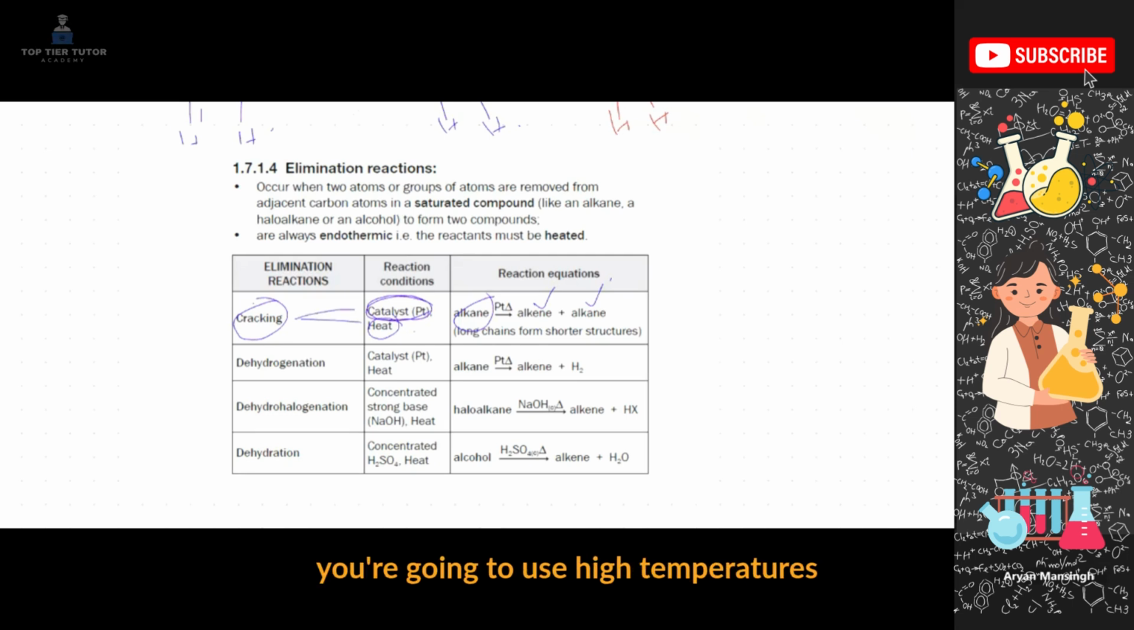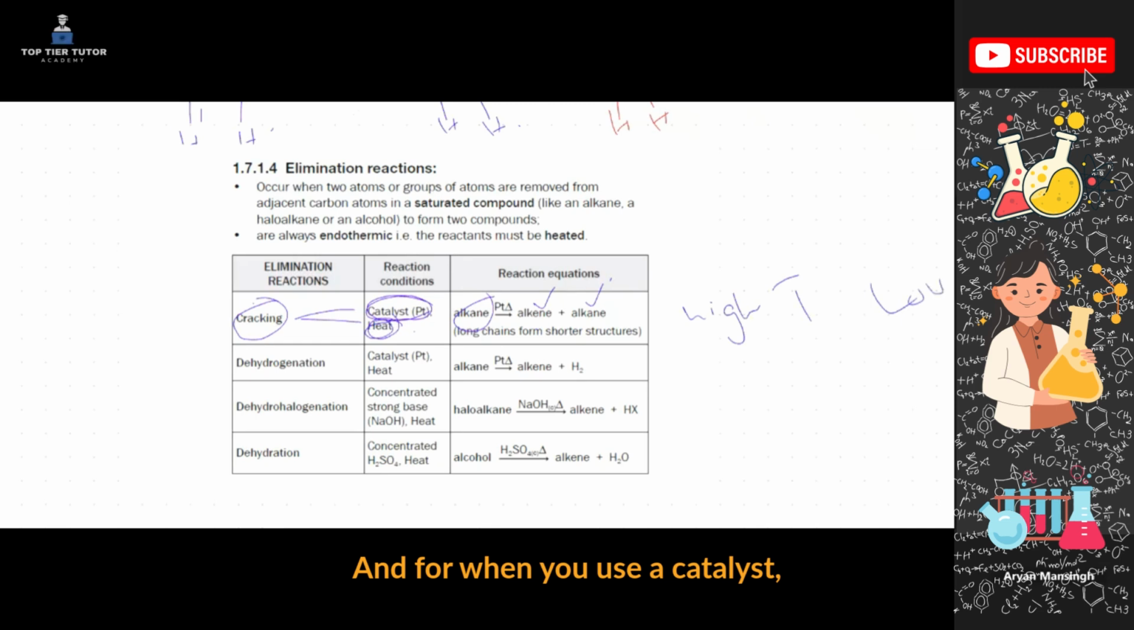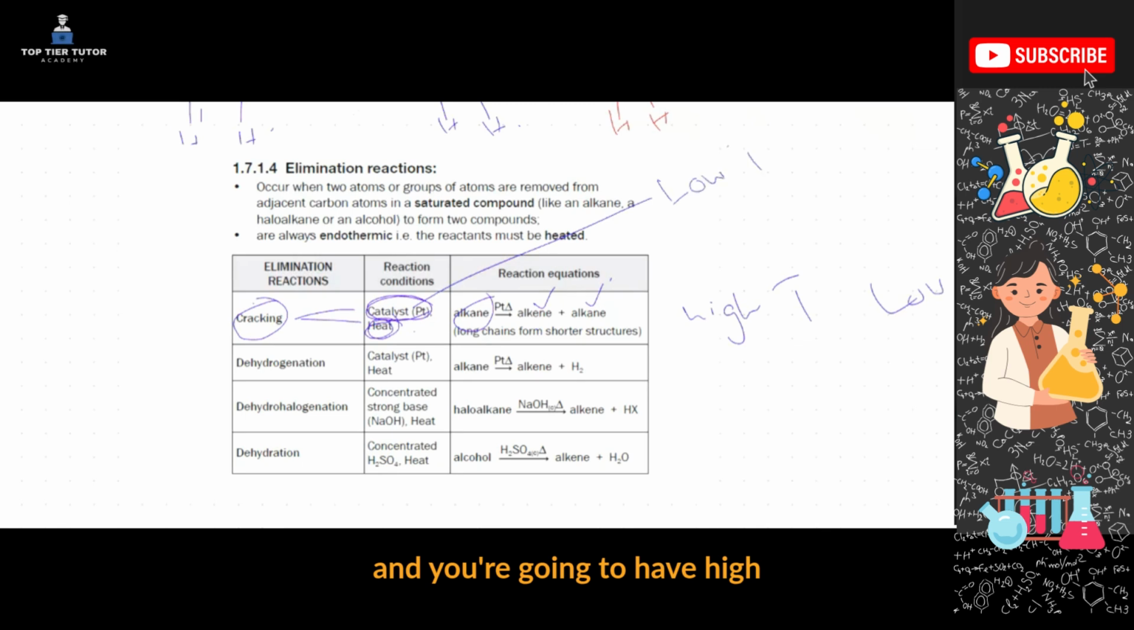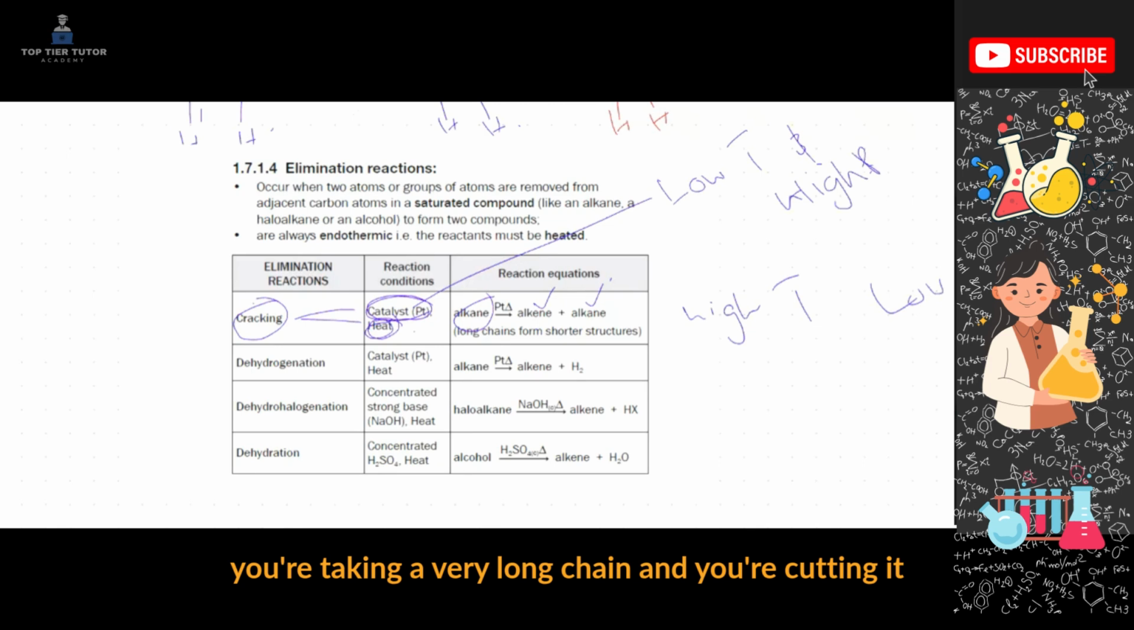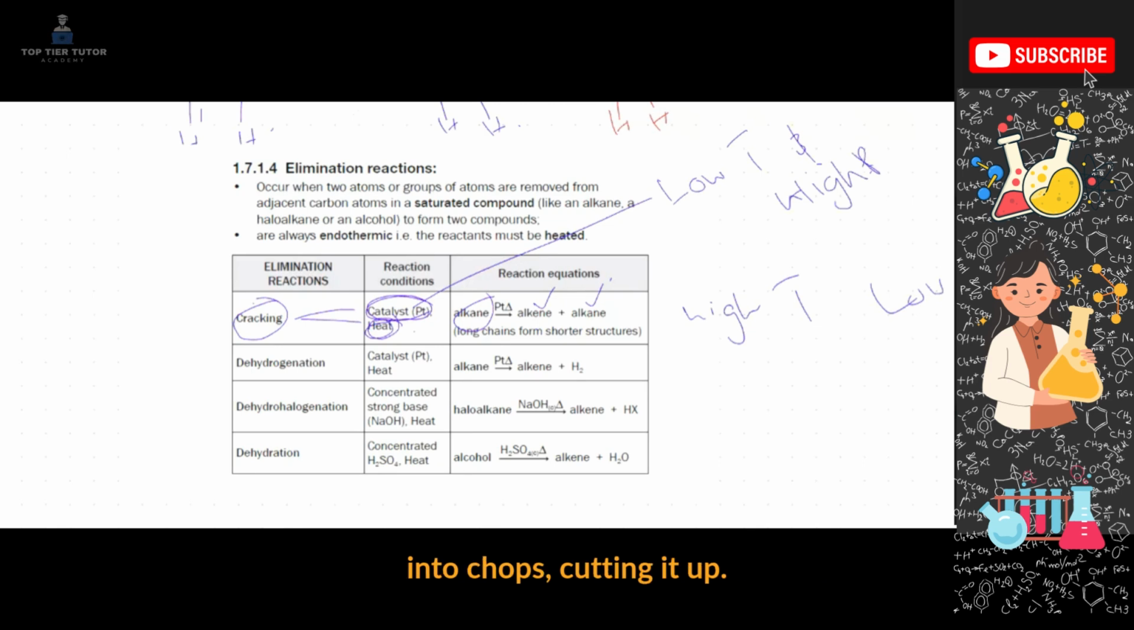Now, for thermal cracking, you're going to use high temperatures and low pressures. And when you use a catalyst, you're going to use low temperatures and you're going to have high pressure. So you're taking a very long chain and you're cutting it up. Then here we have where you go from a saturated to an unsaturated. The first one is the dehydrogenation.